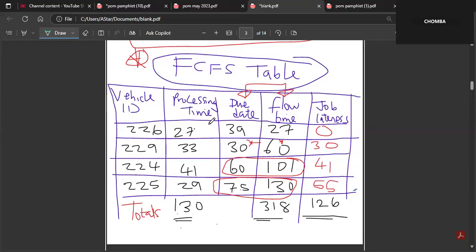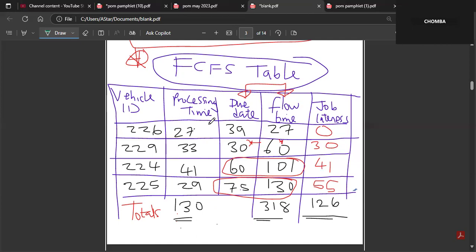Then followed by which one? 225, right? 29 and 75. I don't know if you're getting me. Then the other one will be what? What are we looking at? 229, 33, and 30. Then the other one will be 224, 41, and 60.